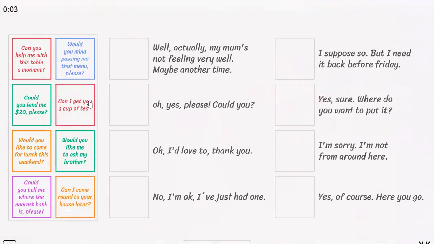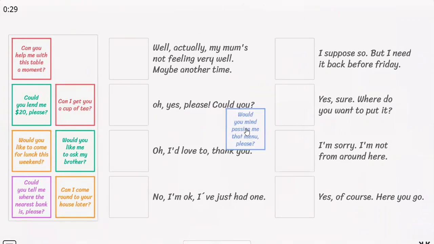Okay, so in this part we have to complete the questions or complete the sentences. They are offers, they are requirements, they are asking for permission, they are asking for a favor. So they are maybe making some invitations, etc. So please try to complete it. Okay, let's start.